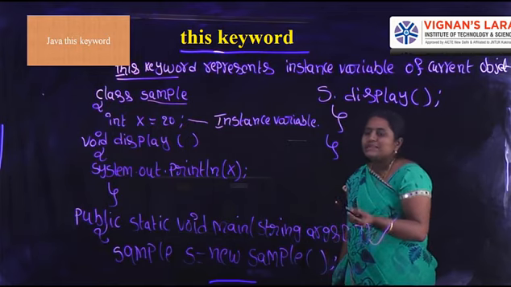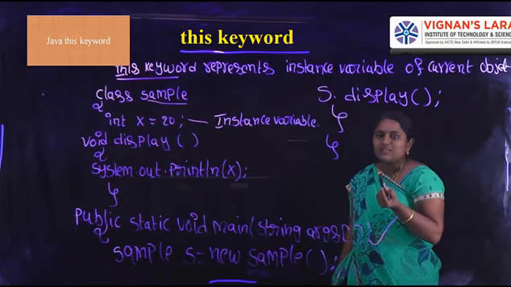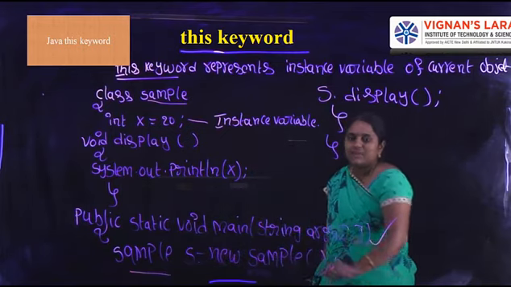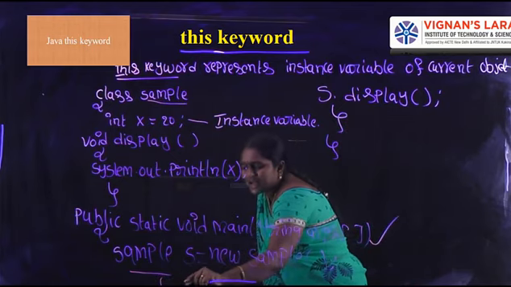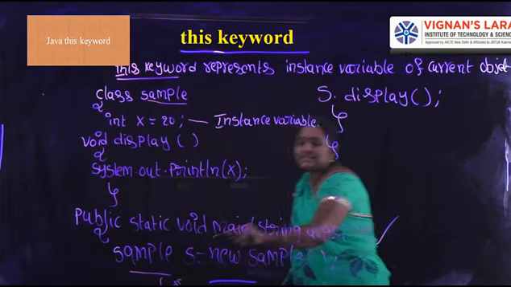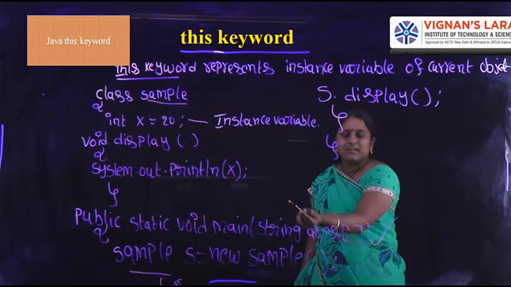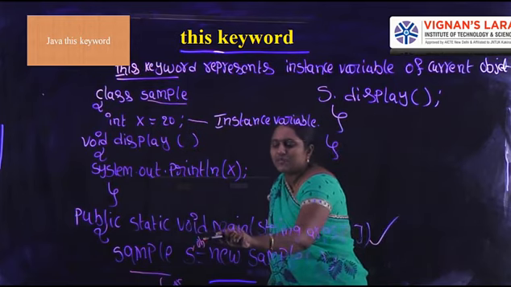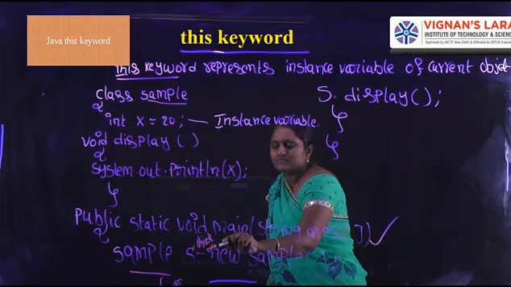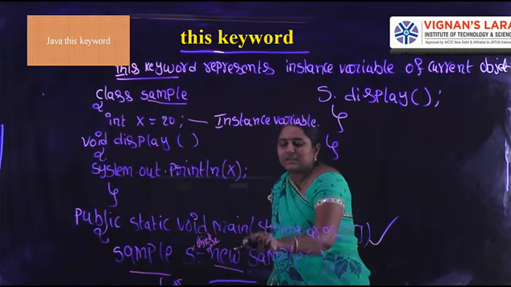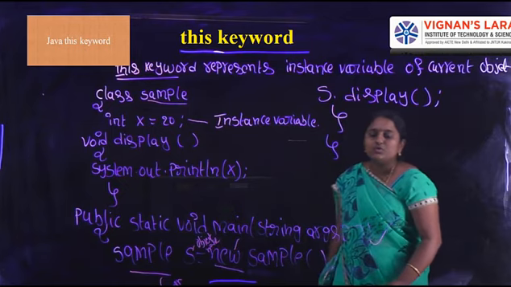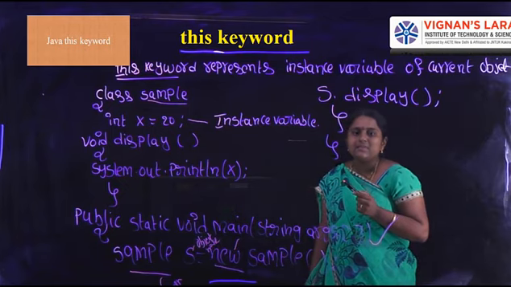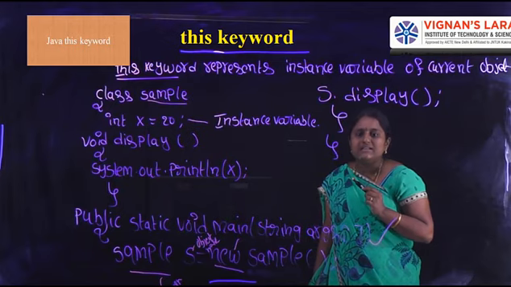So what is the syntax for creating an object in Java? Here Sample is the class name. s is the reference variable or object name; in practice we call it a reference variable. new is the keyword. What is the functionality and importance of the new keyword? It dynamically allocates memory space for instance variables and instance methods.